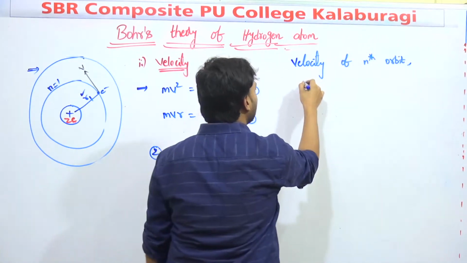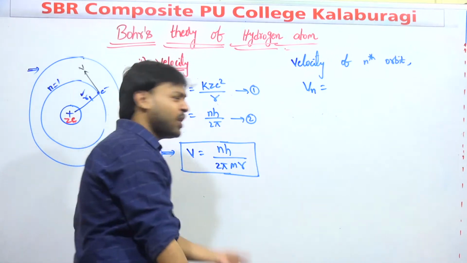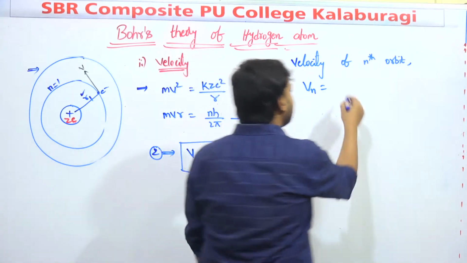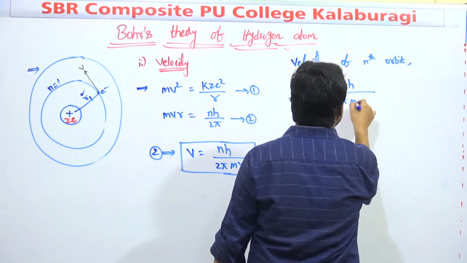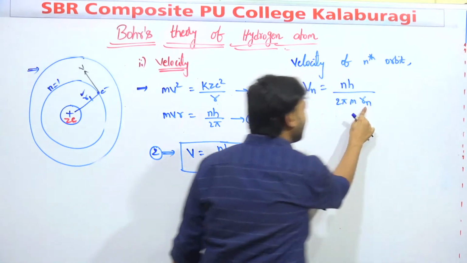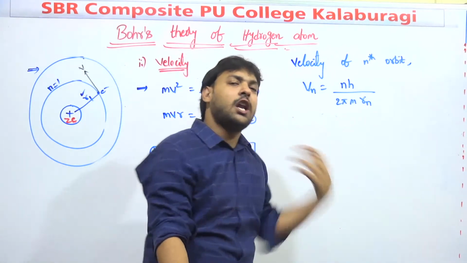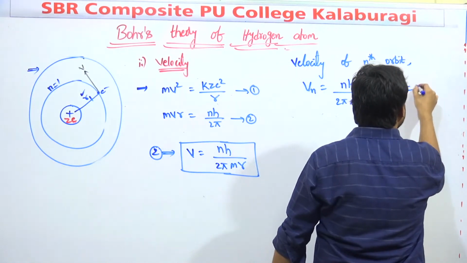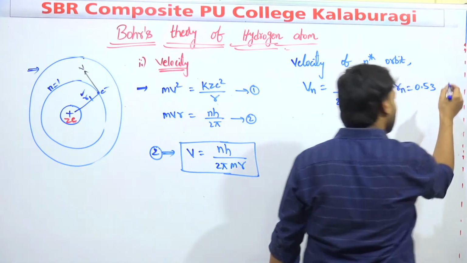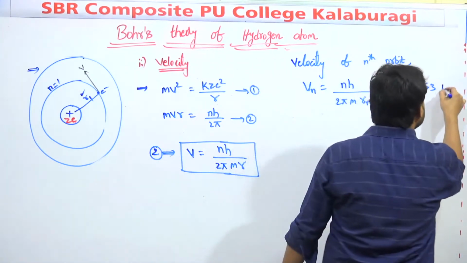So Vn equals, here n is there, so this is the velocity of the nth orbit. Why? Because n we already wrote. So it is nh divided by 2 pi, the mass of the electron, and the radius of that nth orbit. So velocity depends on radius. The radius we already calculated. So tell me, what is the radius of the nth orbit? 0.529, or rounded off 0.53 in angstroms.